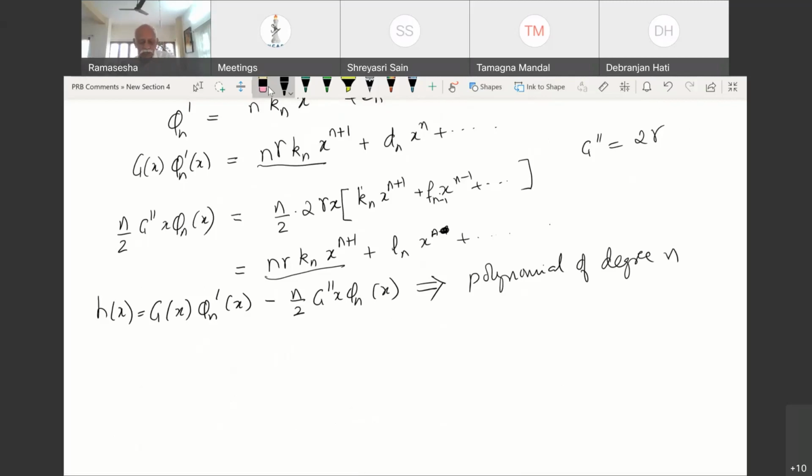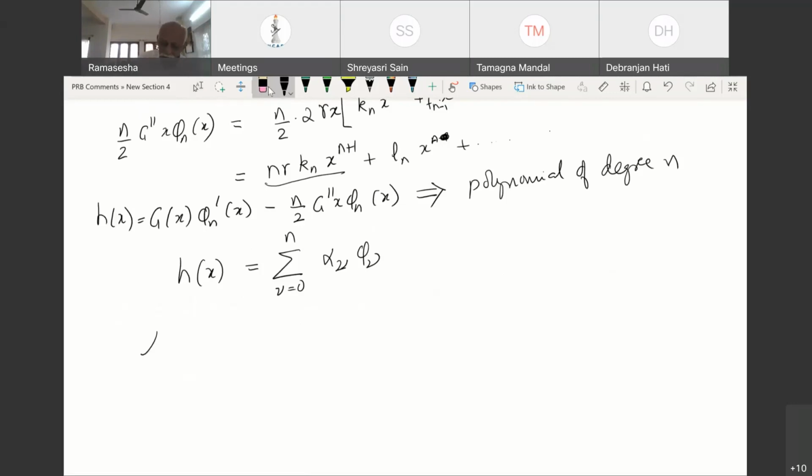So I can expand h of x in terms of orthogonal polynomials.